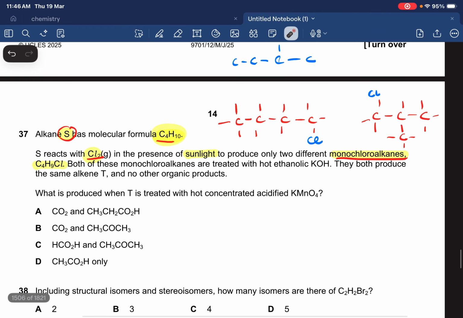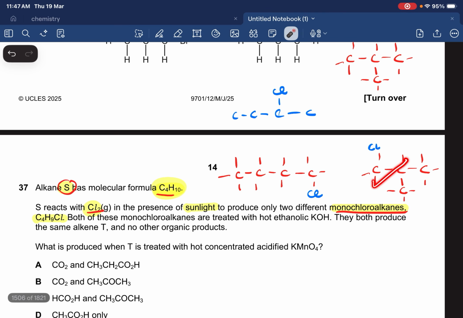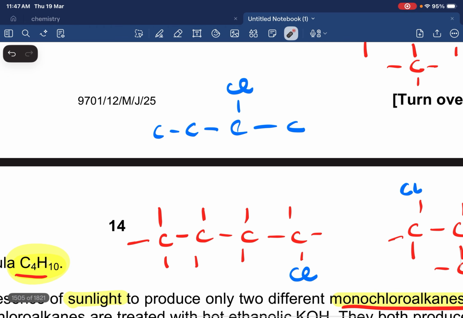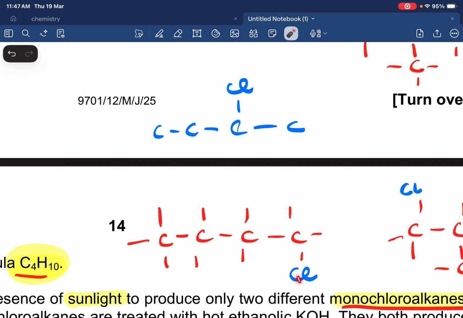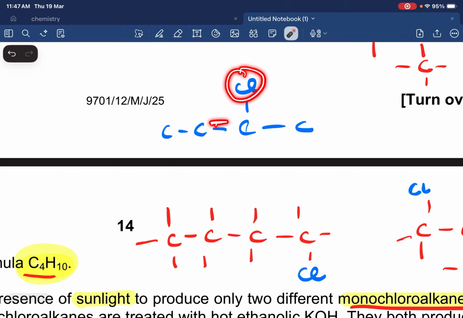Both of these monochloroalkanes, we don't know which one, are treated with hot ethanolic KOH. They both produce the same alkene T and no other organic products. So what kind of reaction is going to occur? An elimination reaction. That means a double bond could form here, and for this chlorine, a double bond could form here as well. So this will produce but-2-ene, and this is going to produce but-1-ene.